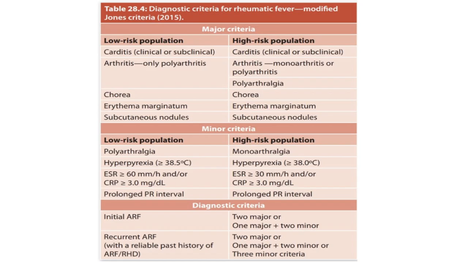Diagnostic criteria: initial acute rheumatic fever, 2 major or 1 major plus 2 minor. Recurrent acute rheumatic fever, 2 major or 1 major plus 2 minor or 3 minor criteria.